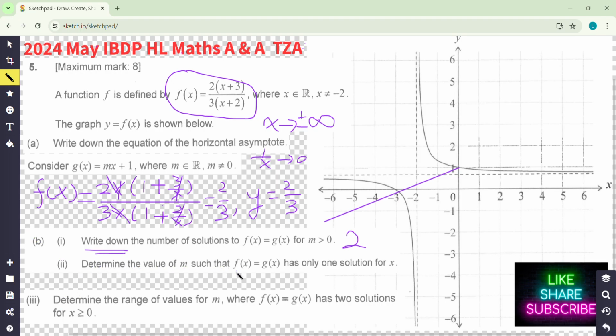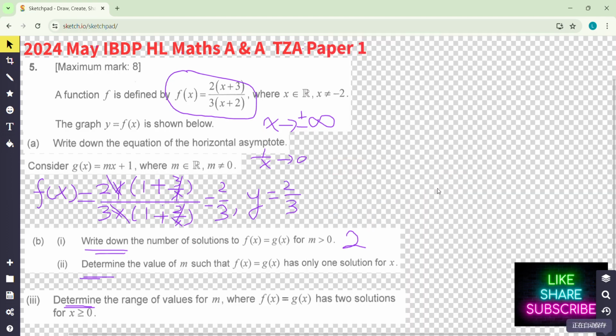And for B2 and B3, it is determine. Determine the value of m such that f equals g has only one solution. And 3, determine the range of values of m such that f(x) and g(x) have 2 solutions for x larger than or equal to 0. So for these 2, it is determine, so algebra. So we can forget about the graph. Really, just work on the algebra and then you will know the result. Okay, we start on B2.